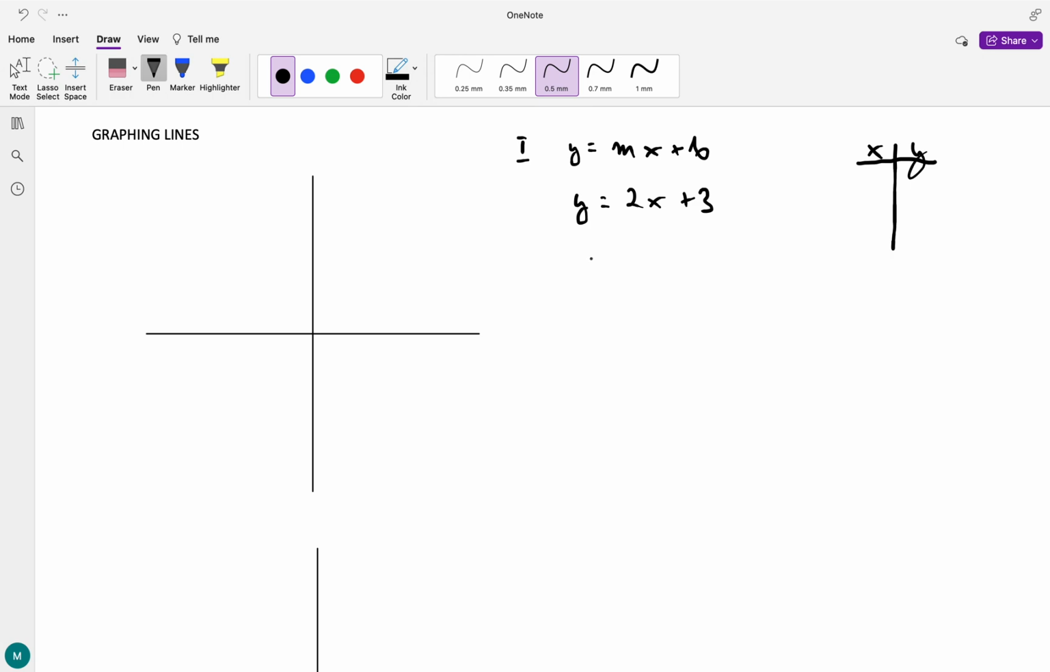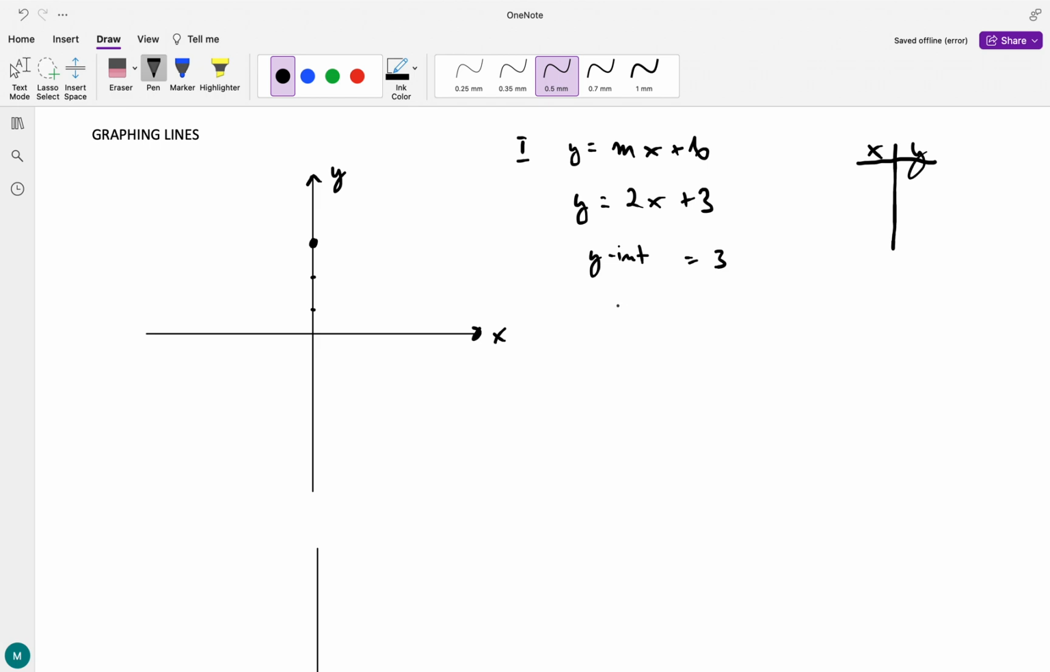So to find y-intercept, we're going to make x equals 0, and that is simply 3. So x is 0. Actually, let me label our coordinate system right here. So here we have x values, here we have y values. So our y-intercept is when x is 0 and y is 3. So 1, 2, 3. That's our y-intercept.